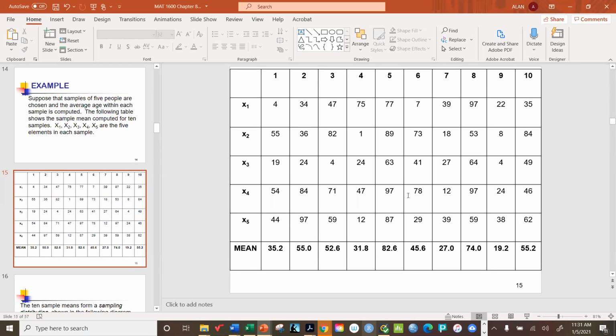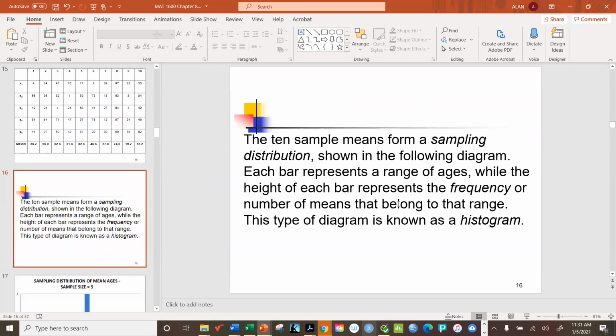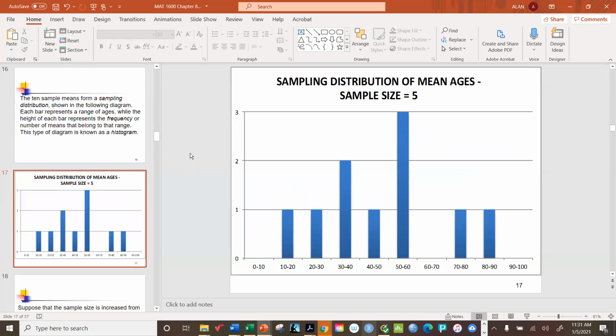So by using these sample means, I can create a probability distribution for the means of these samples. Now, I've created a bar graph, a histogram, to show you the distribution of the ages that I obtained. Each bar represents a range of ages. You can see I've got 10 to 20, 20 to 30, all the way up to 80 to 90. And you can see the bars are kind of scattered all over the place.